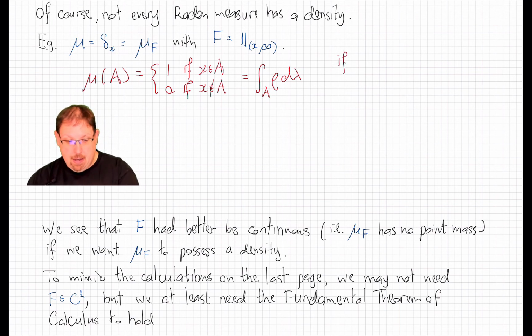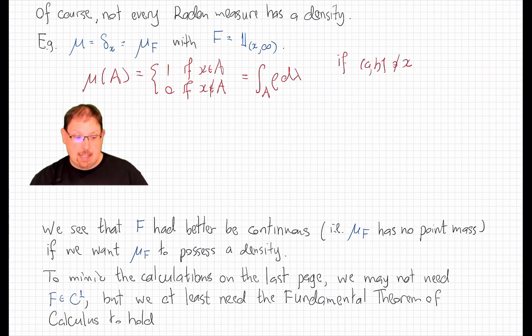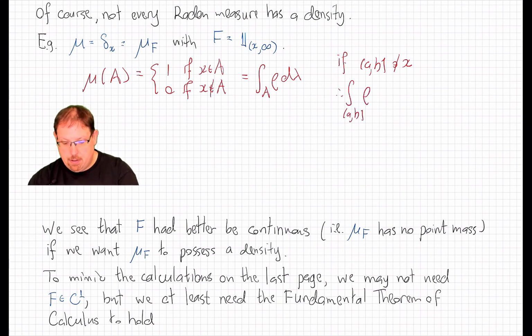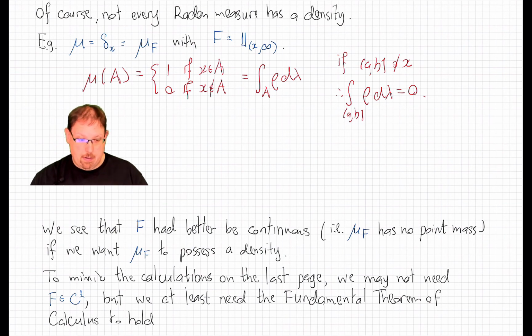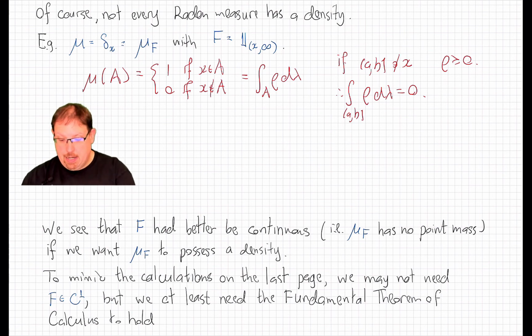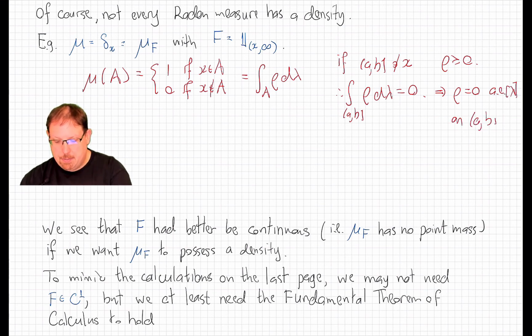Well, if I take any half-open interval from a up to b, and it doesn't contain the point x, then that means that the integral over that interval of rho must be 0. But the rho, being a density, must be non-negative. And if I have a non-negative measurable function whose integral is 0, then as we proved, that implies that rho is equal to 0 almost everywhere with respect to the Lebesgue measure on that interval from a up to b.